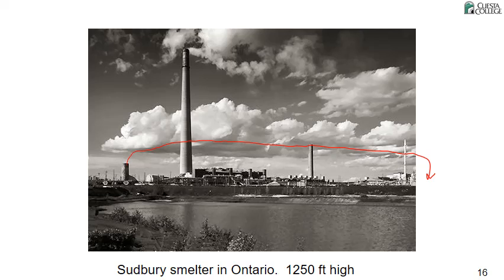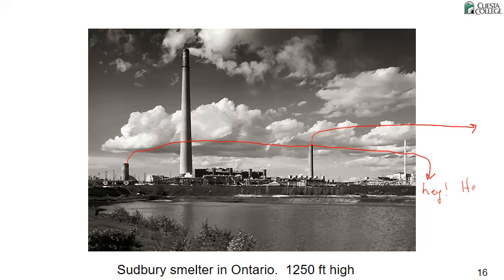The people nearby said, hey, there's a lot of acid emissions falling down on our cities and our land. It's causing us some problems. And so the good people at the Sudbury super smelter, they built taller stacks. So now the emissions would go further away.